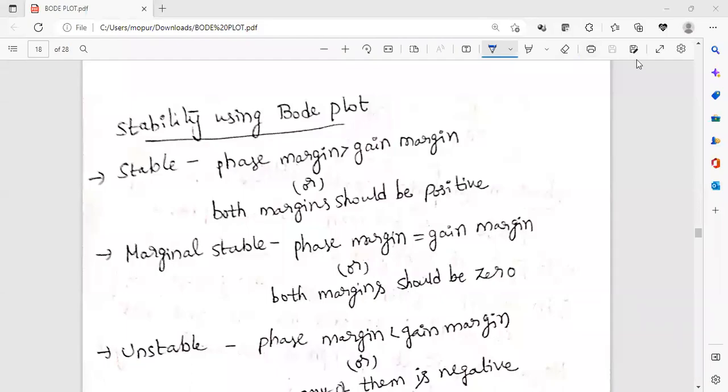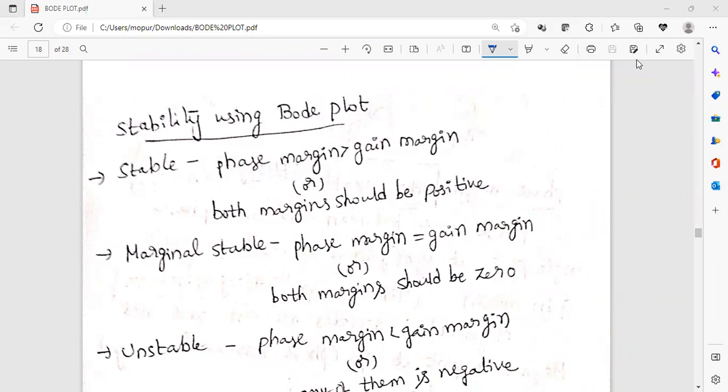Hello everyone. Today in this Bode plot part 2, frequency response analysis of control system using Bode plot part 2, we are going to see how to extract the stability using Bode plot, how to tell whether the system is stable or not by seeing the frequency domain specifications of the Bode plot.